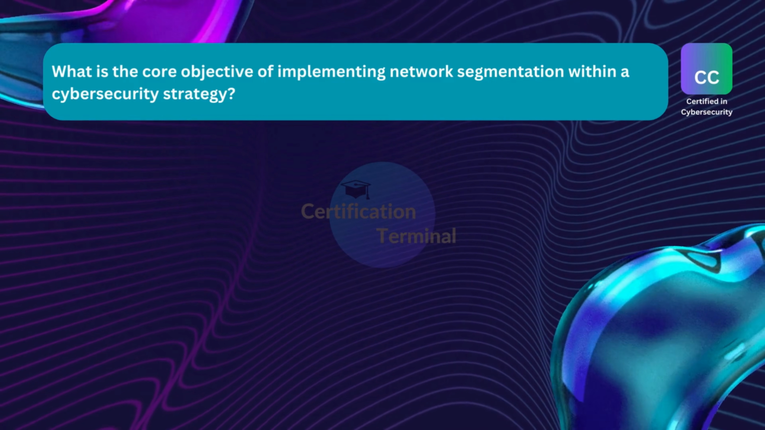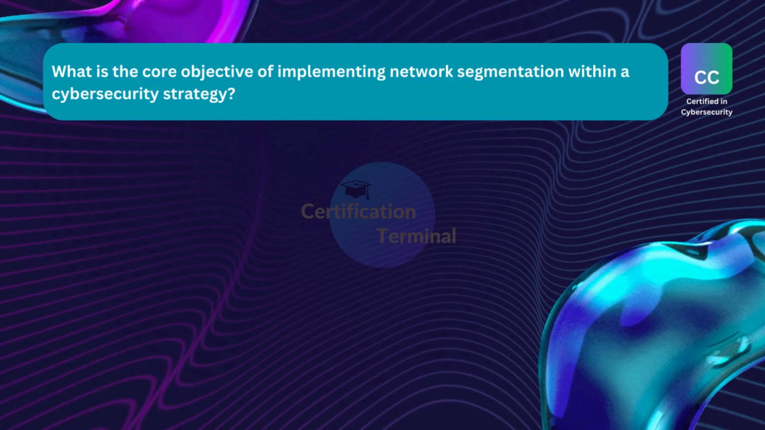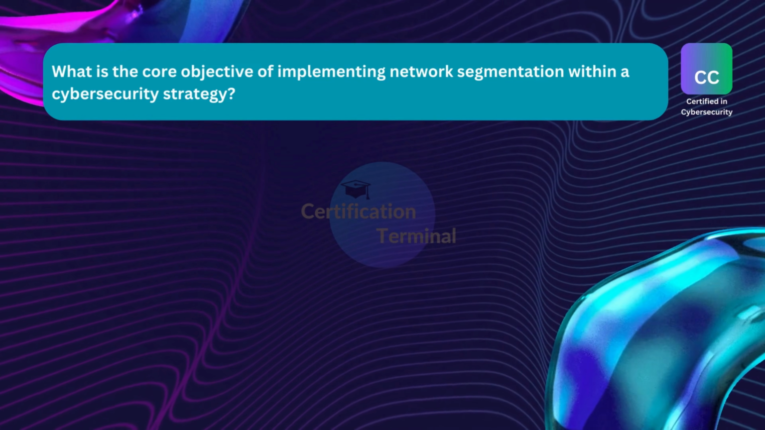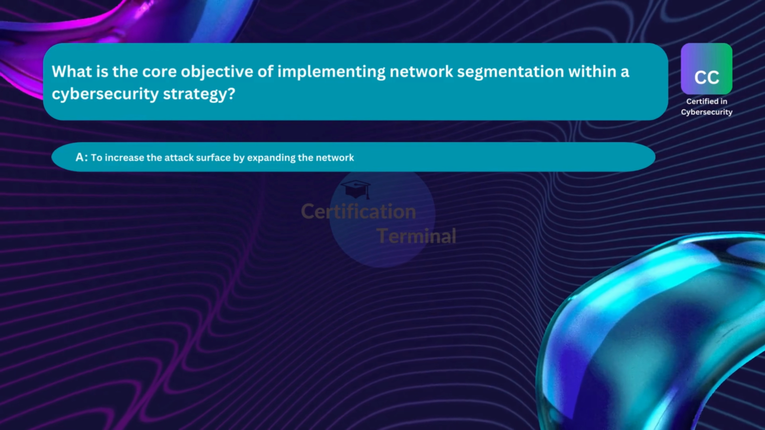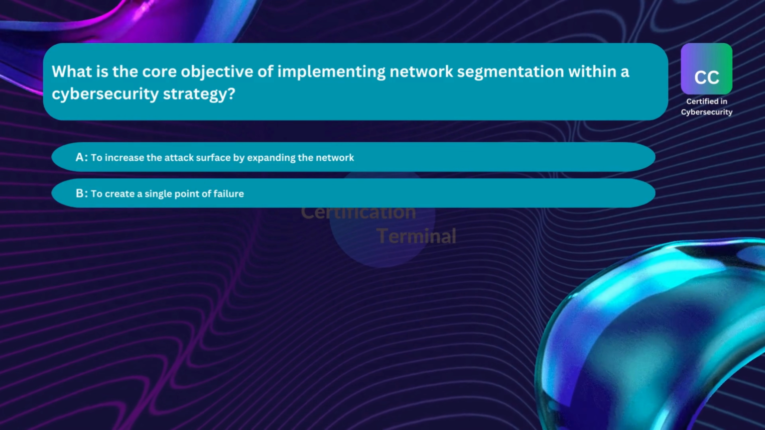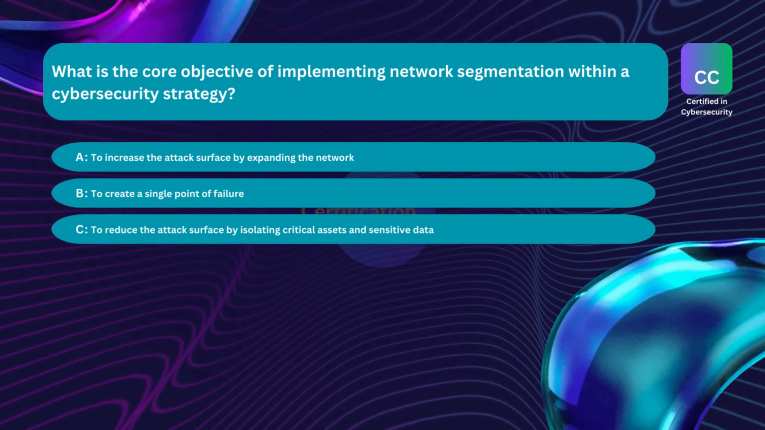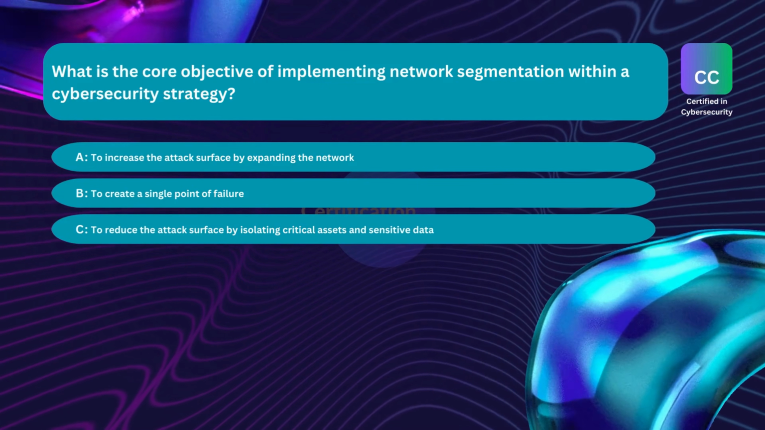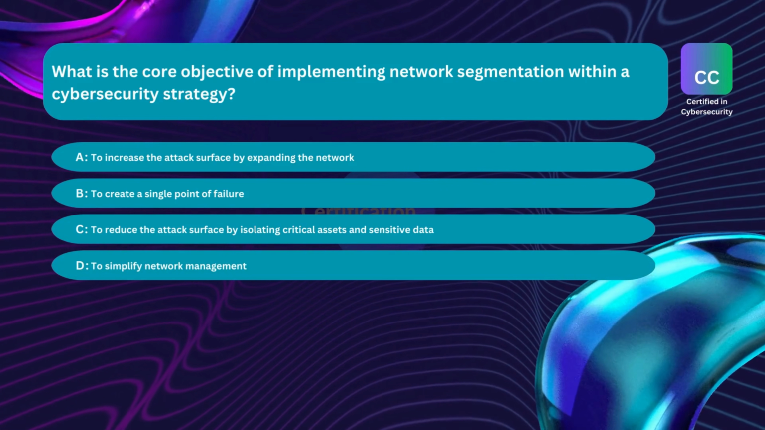Question number 4. What is the core objective of implementing network segmentation within a cybersecurity strategy? Option A, to increase the attack surface by expanding the network. Option B, to create a single point of failure. Option C, to reduce the attack surface by isolating critical assets and sensitive data. Option D, to simplify network management.